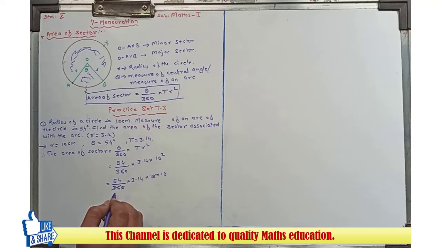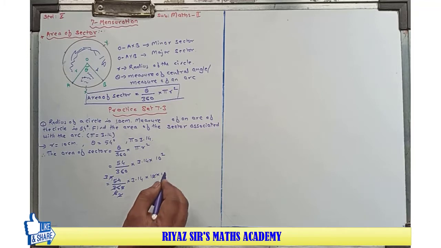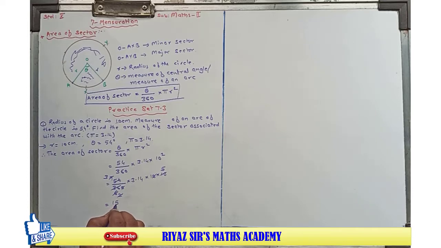Okay, by 6 we can divide here. 6 6s are 36, 6 9s are 54, then 3 2s are 6, 3 3s are 9. Then 2 1s are 2, 2 5s are 10, so it is equal to 3 into 5, 3 5s are 15, into 3.14. Now take multiplication of those two numbers.